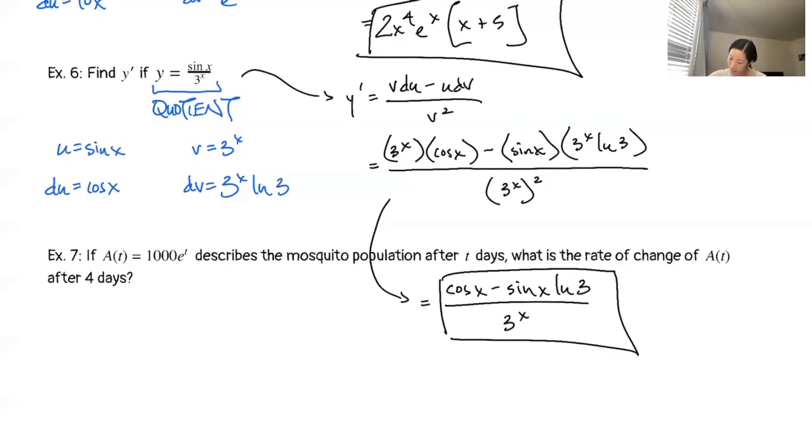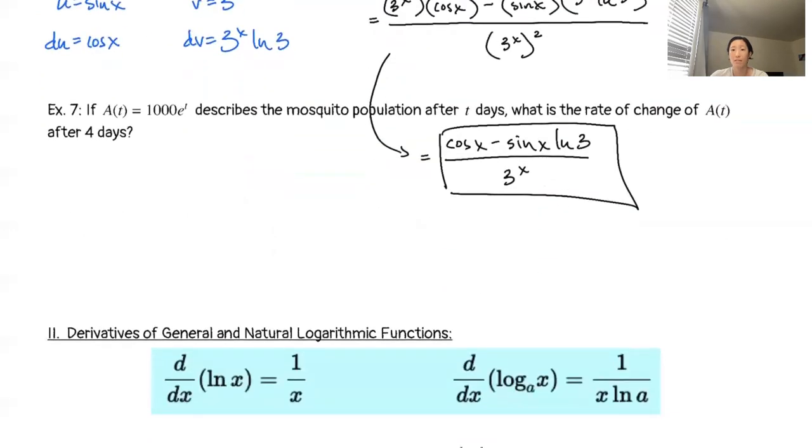My apologies. All right, let's take a look at example 7 here. If A of t equals 1000 e to the t, describe the mosquito population after t days. We have this function that tells us how many mosquitoes we'll have after t days. What is the rate of change of A of t after 4 days? When I see rate of change of A of t, I'm automatically thinking A prime of t. And after I find A prime of t, guess what number I'm going to plug in? I'm going to plug in 4 for the number of days.